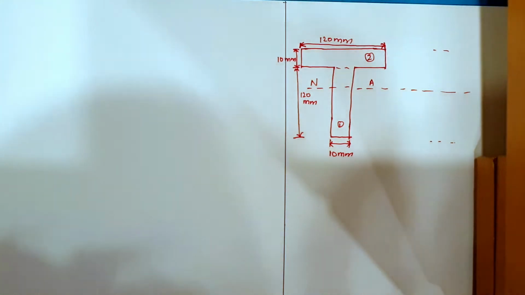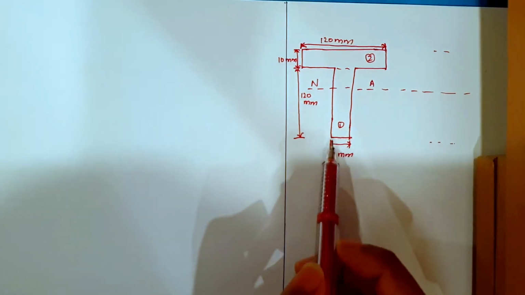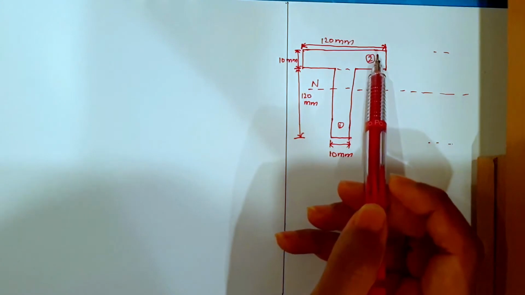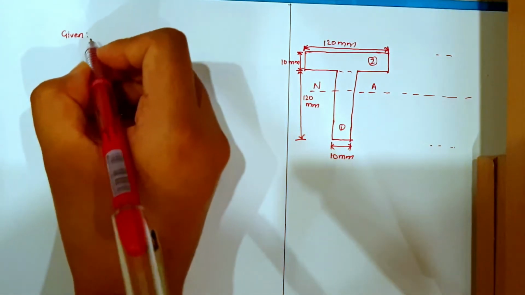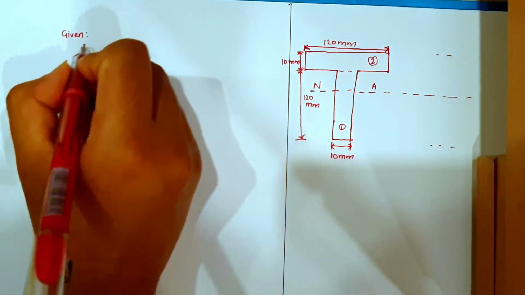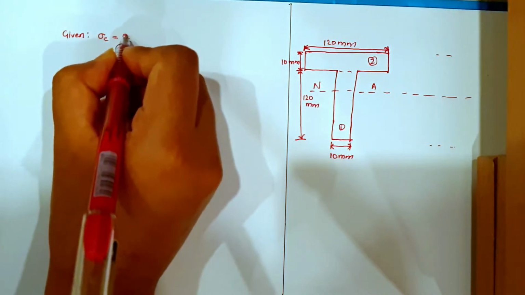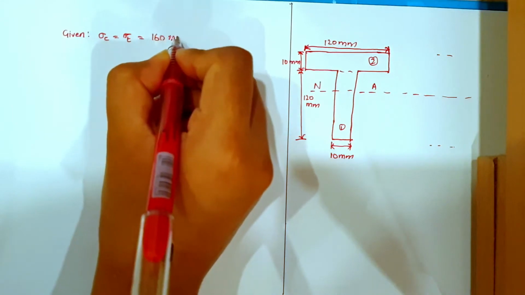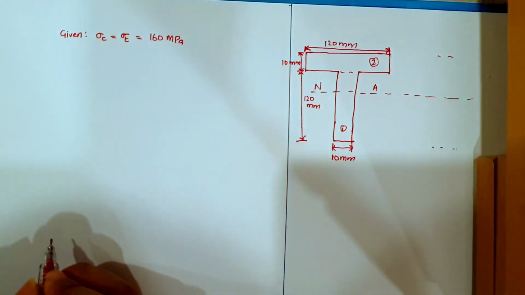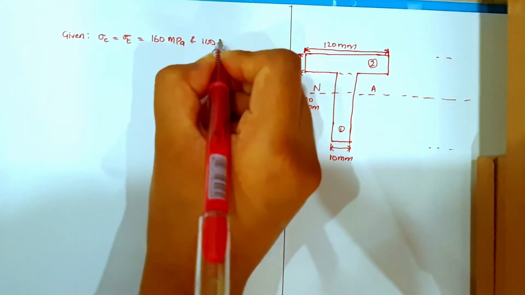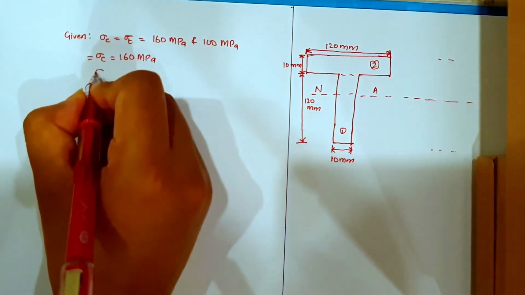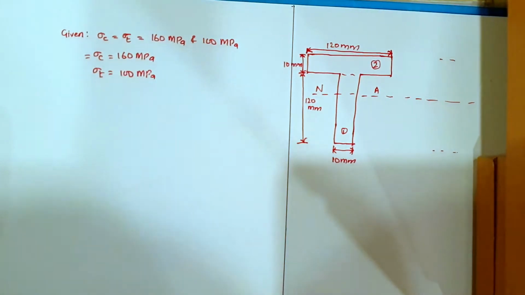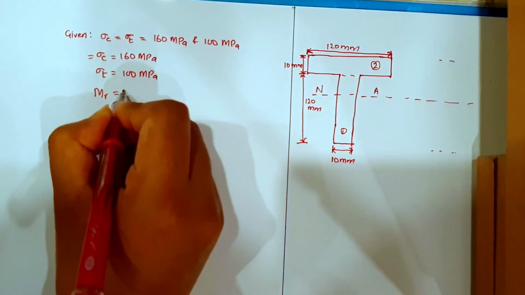So for this question, a T section is given as shown in the figure here, and it is simply supported at the top flange. Let us write down what is given in the question. We have permissible bending stress in compression and in tension, 160 megapascal MPa, and 100 megapascal. So sigma C is equal to 160 megapascal, sigma T is equal to 100 megapascal. Okay, and we need to determine the moment of resistance, which is signified by MR.